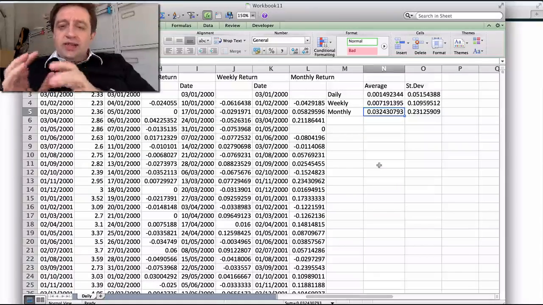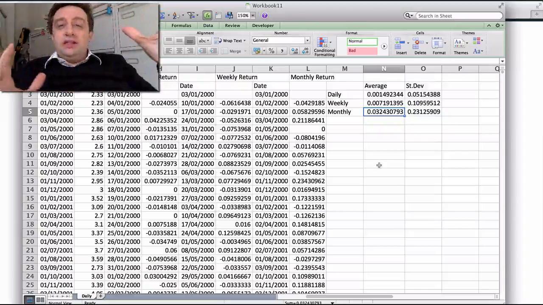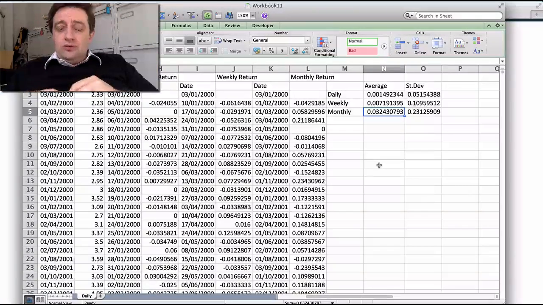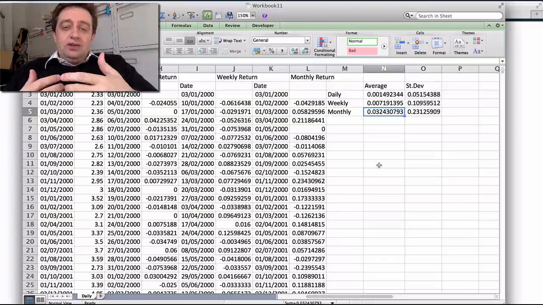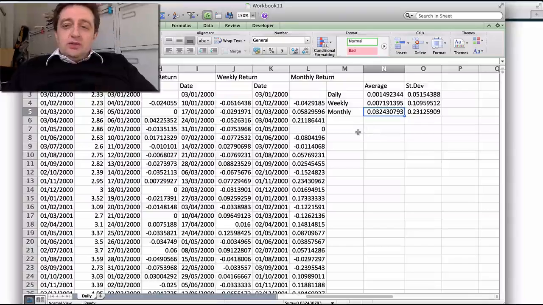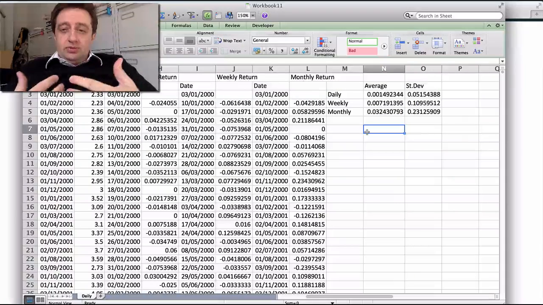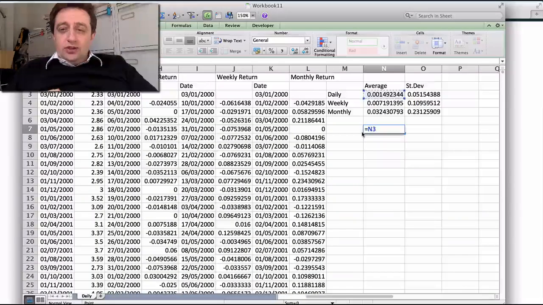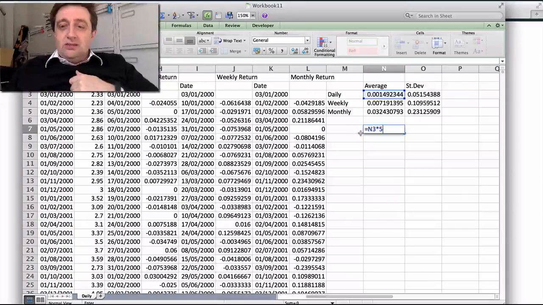So let's say that you've got daily data, and you've only got daily data, and you maybe want to find out, well, okay, what's the weekly return? Well, we know that there are 5 days in a week. So to scale up your returns, you would say, well, it's the average daily return multiplied by the number of periods in the larger period. In this case, it's 5.